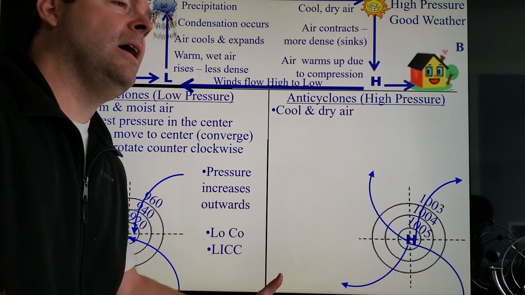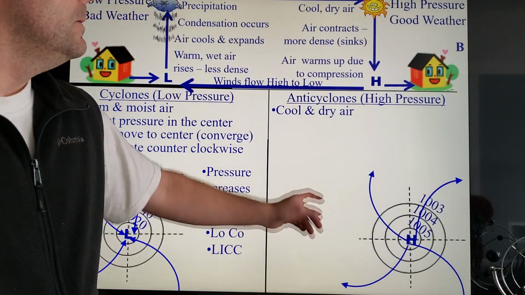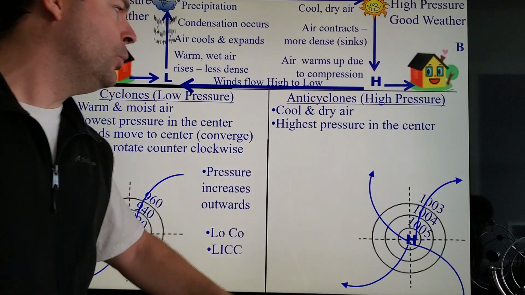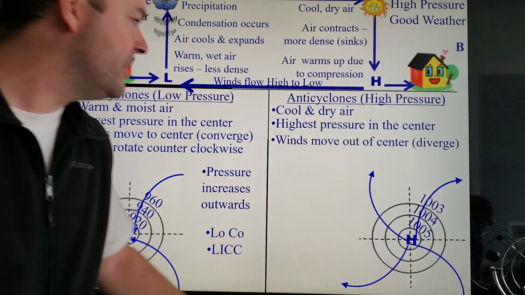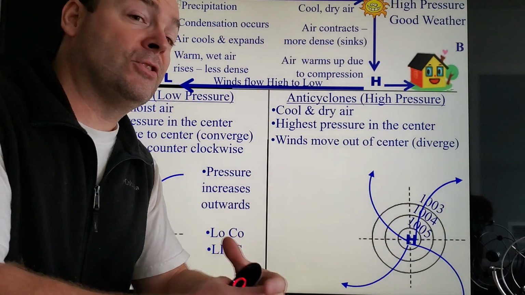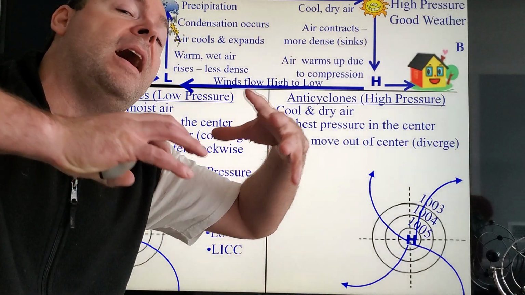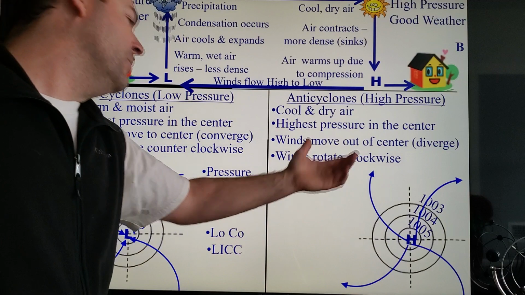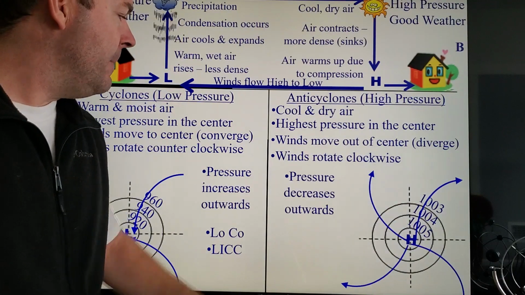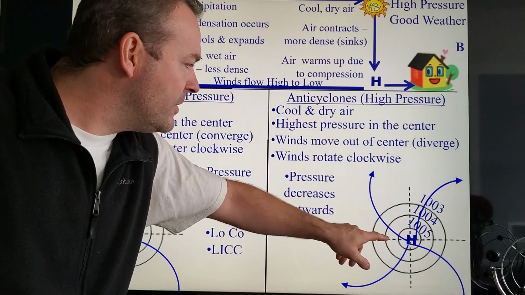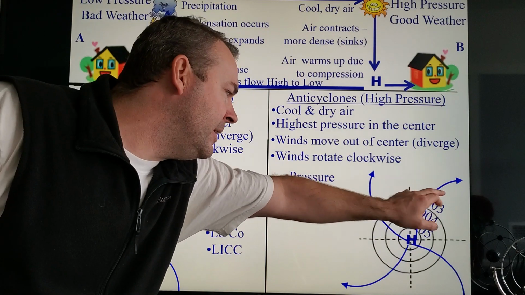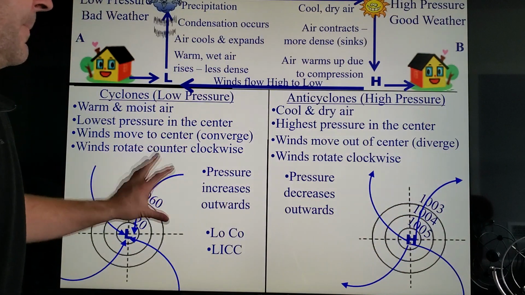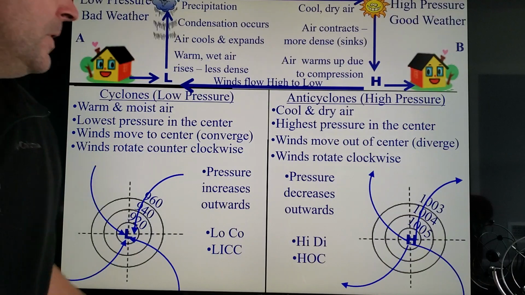It's going clockwise. The conditions are going to be exactly opposite these, right? It's going to be cool and dry, higher pressure in the center. The winds will move out, so they're not converging, they're diverging. They're rotating clockwise, all right? Pressure decreases as you go out. It increases as you go in. The exact opposite scenario of the low pressure, all right?